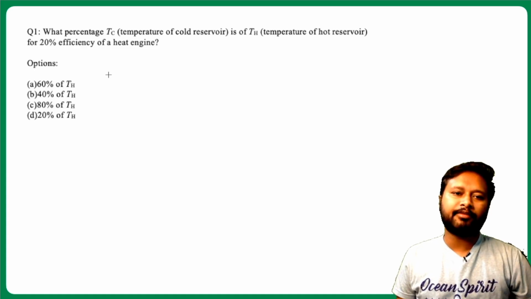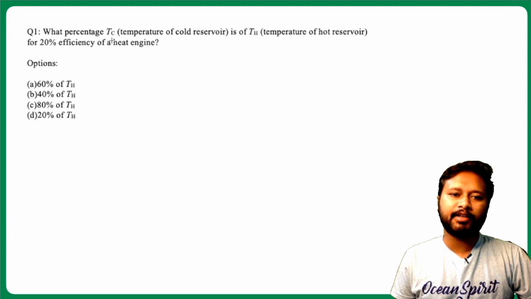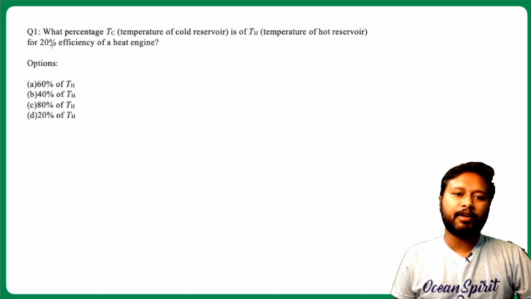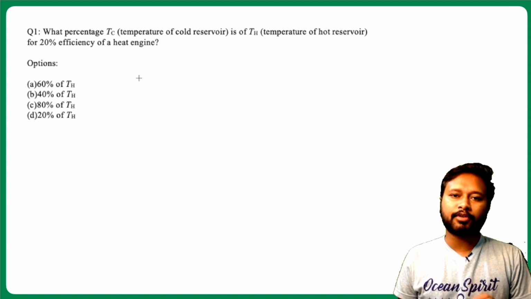So let's take the first question here. It says what percentage Tc, that is the temperature of the cold reservoir, is of Th, that is the temperature of the hot reservoir, for 20% efficiency of a heat engine. It was a pretty simple question, very straightforward. What you have to do is use the formula of efficiency.